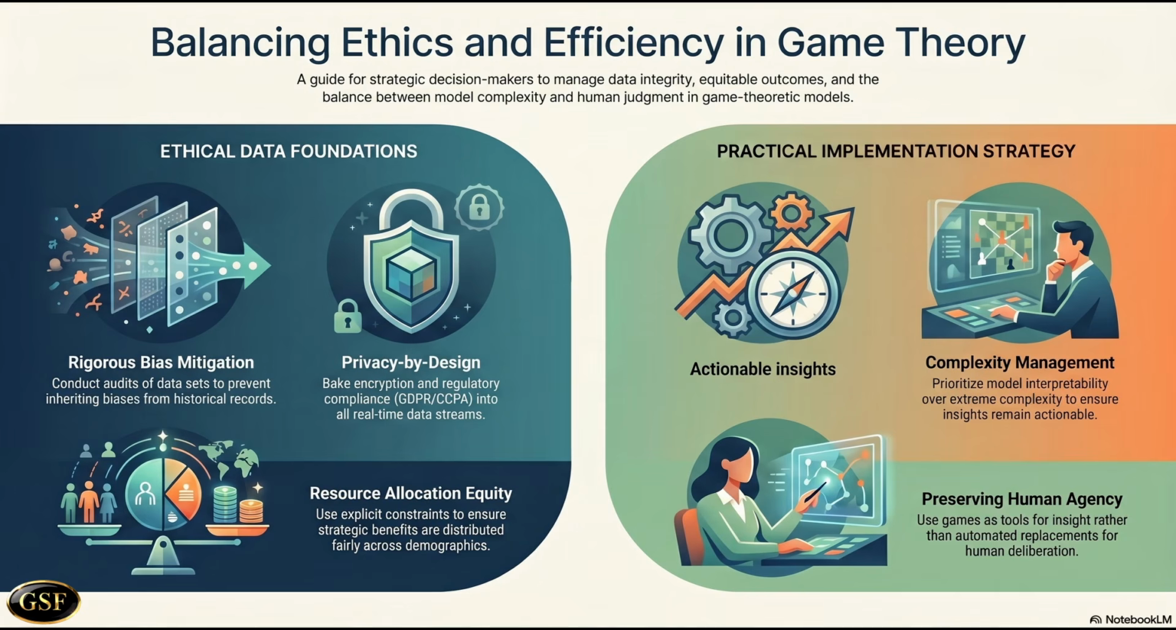Resource allocation equity, ensuring that the benefits of strategic decisions are distributed fairly. For example, not concentrating gains in a single demographic. This requires explicit equity constraints in the game formulation. Complexity management. Adding layers of resources can explode model complexity. It is vital to balance a model's fidelity with interpretability. Sometimes a simplified model that captures the key dynamics is more actionable.